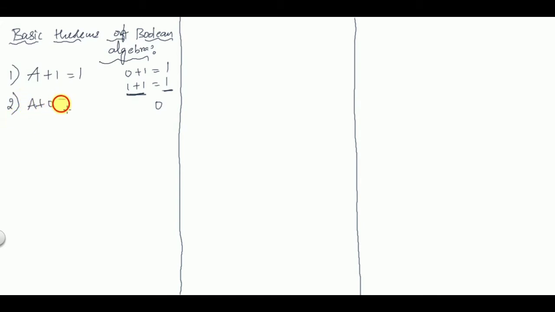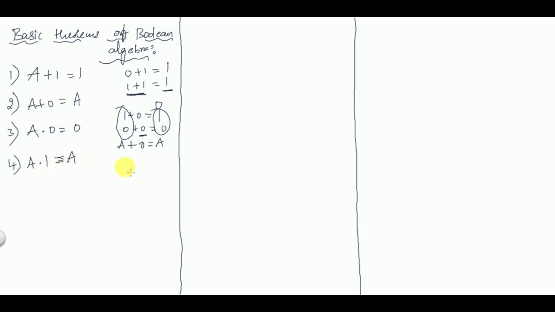So A plus 0 is equal to A. So 1 plus 0 is equal to 1 and 0 plus 0 is equal to 0. Whatever you give as A, you get the same A. Third law is A into 0 is equal to 0. Anything multiplied by 0 is always 0. Fourth, A into 1 is equal to A. Anything multiplied by 1 stays the same. So 0 into 1 is 0, 1 into 1 is 1.